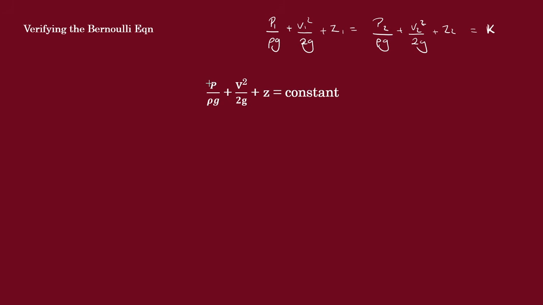Okay, so we start with the first term. So this is the product head. For the first product term, that's the pressure head. We have pressure over rho g. So that's P over rho g.